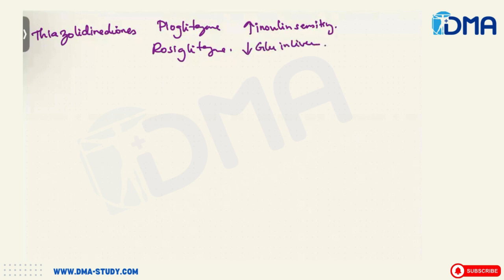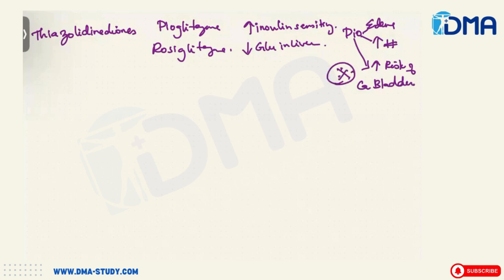The problem with thiazolidinediones is that they cause edema, especially pioglitazone. It also increases the chances of fractures, and increases the risk of CA bladder. This is a very, very important question. They will ask you in this exam. Pioglitazone increases the chances of CA bladder, whereas rosiglitazone increases the chances of MI. So this could be a possible MCQ you can have in your examination.